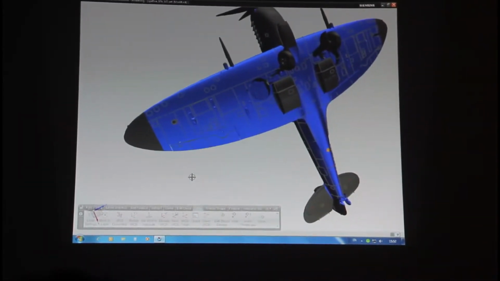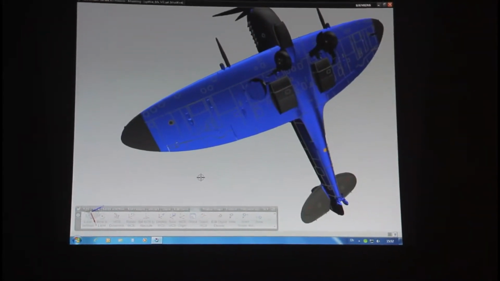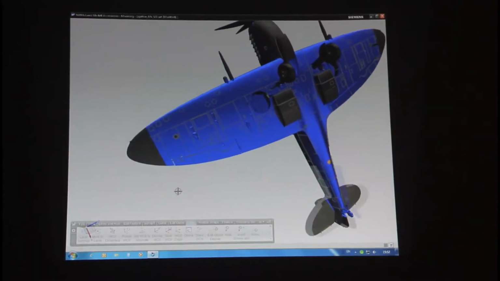Yeah, the ailerons with the shorter wingspan.